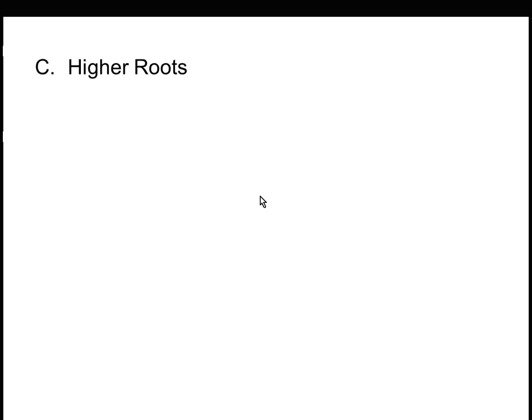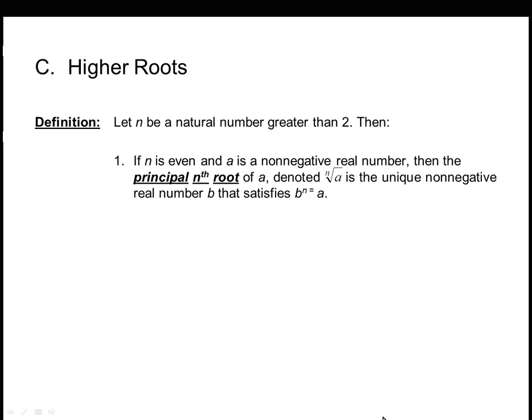Higher roots. Higher meaning higher than a square root. So definition, let n be a natural number greater than 2. So it'd be like 3, 4, 5, and so on. Then, number 1, if n is even and a is a non-negative real number, then the principal nth root of a, and it's noted like this, we put a little n there in the valley of the radical symbol, is the unique non-negative real number b that satisfies b to the n equals a.